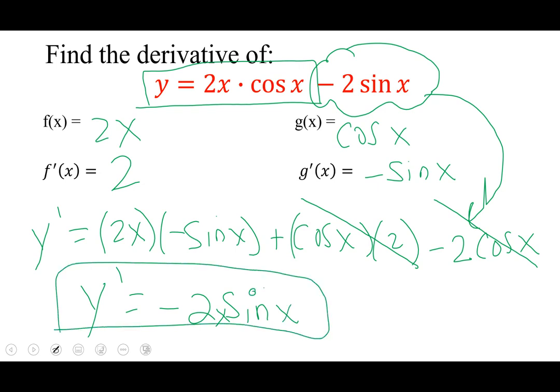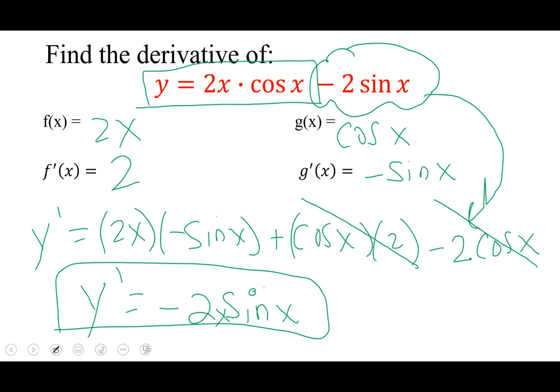So that's my final answer, just those two things multiplied times each other. And again, it's considered proper notation to put the negative out front, then the constant, then the single x, and then the sine of x. So negative 2x times the sine of x is the final answer to this problem.